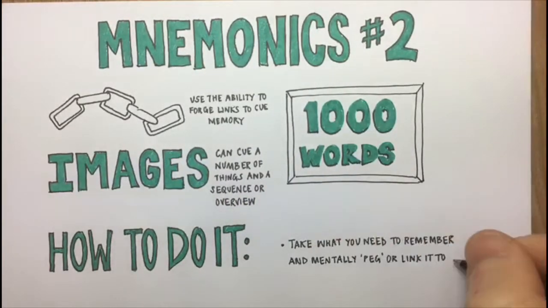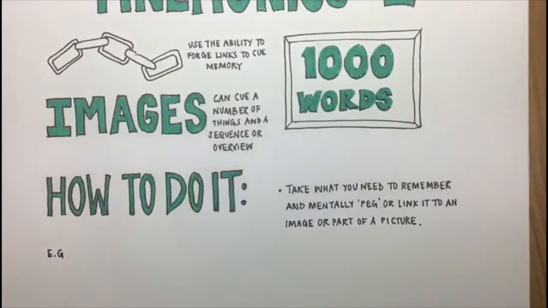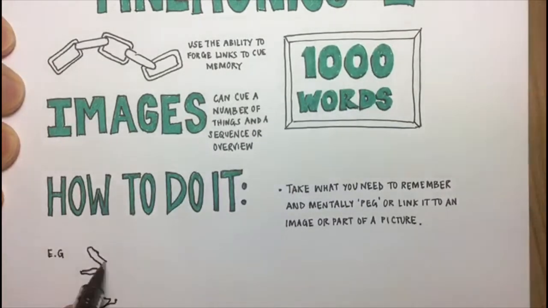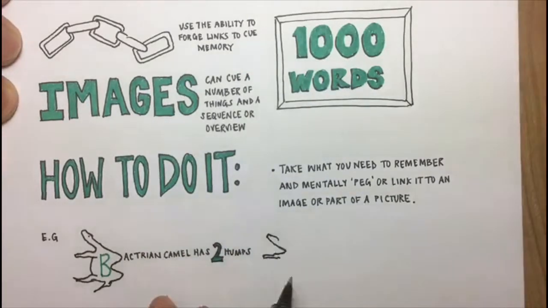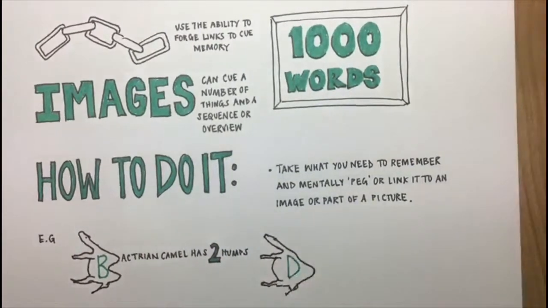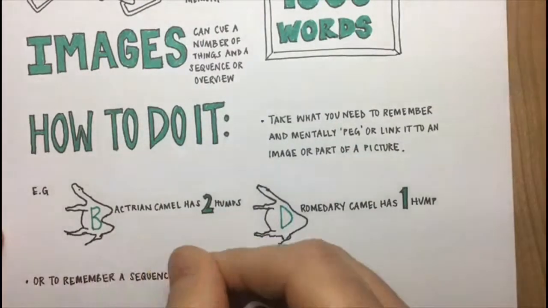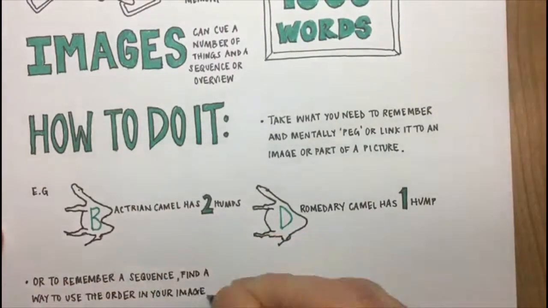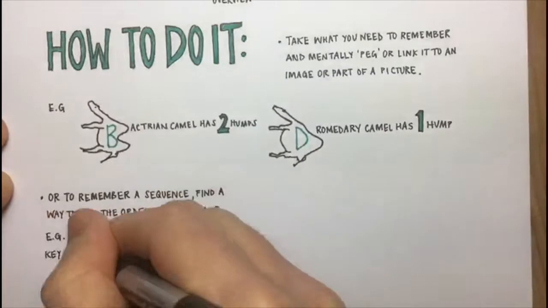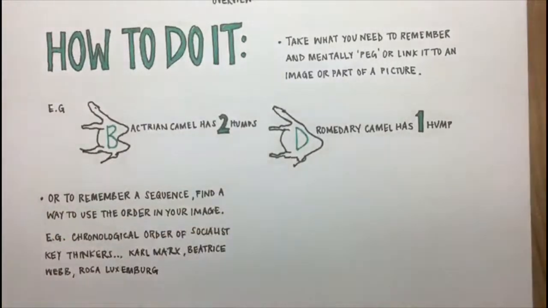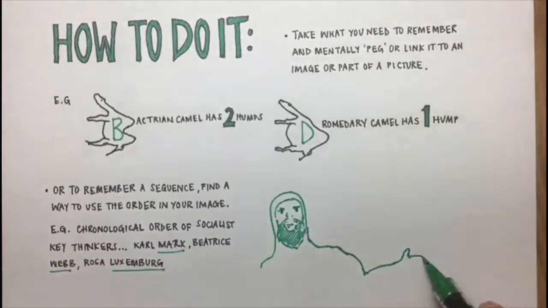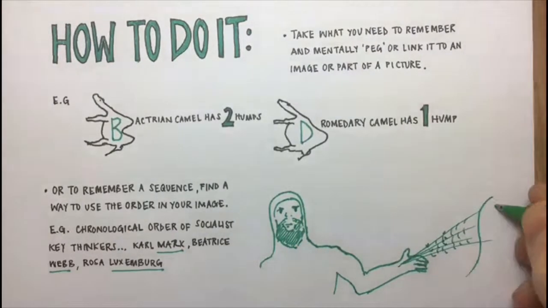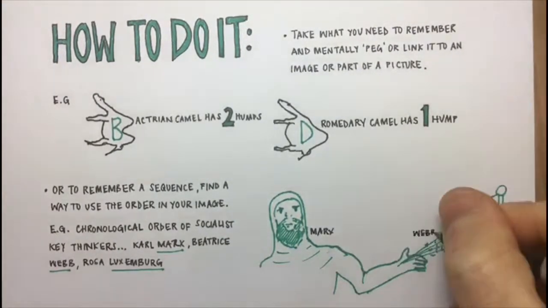For a simple example, you might draw two different camels on their side to remember the difference between a Bactrian camel that has 2 humps and a dromedary camel that has 1. Or to remember a sequence, find a way to use the order in your image. For example, to remember the chronological order of socialist key thinkers, Karl Marx, Beatrice Webb, and Rosa Luxemburg, you might have a bearded Marx in a Spider-Man suit shooting a web over the Luxembourg flag.